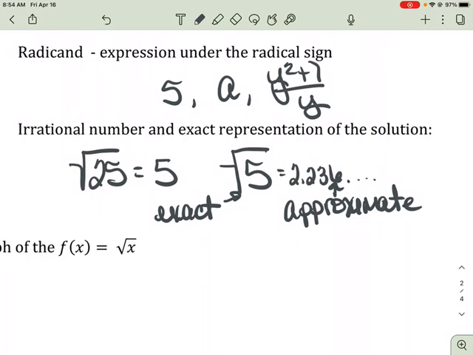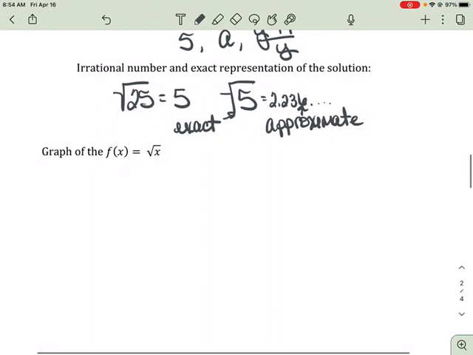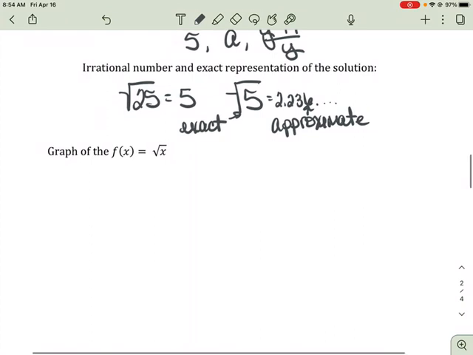So we're done. When we hit the square root of 5, you don't need to pull out the decimal form. We're going to leave it as the square root of 5, because that is the exact representation of the solution. So it's important that you understand the difference between the exact solution, the approximate solution, and exact representation. All right, so we're going to be able to graph the square root of x.